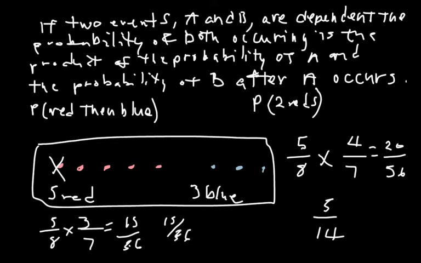And you can have a string of events. We can say, what's the probability of getting red, then blue, then red again? You just have to figure out the separate probabilities and multiply them together, but keeping in mind that you have to figure out how the probability changed based on what happened prior to that.